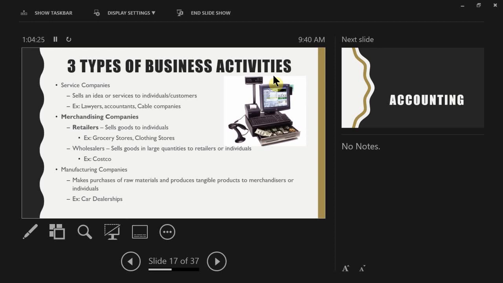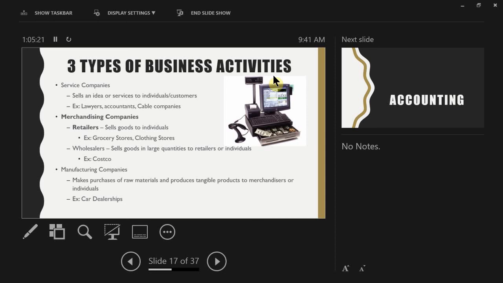And then wholesale, where they sell goods in large quantities. For example, Costco, Winco. They package it for you, and they sell the same products, but instead of at an individual level, they sell it in bulk. And then lastly is our manufacturing companies. Manufacturing is where they actually make the product at their company, and then they sell it either to the retail or to the public at an individual level. For example, a car dealership. Not only do they make the product, they also try to sell the product to the public. So again, these are pretty much the three typical ones that we're going to be looking at.